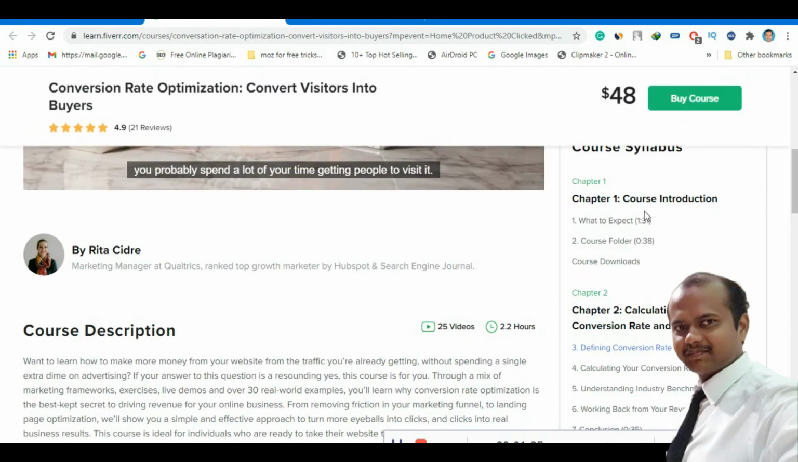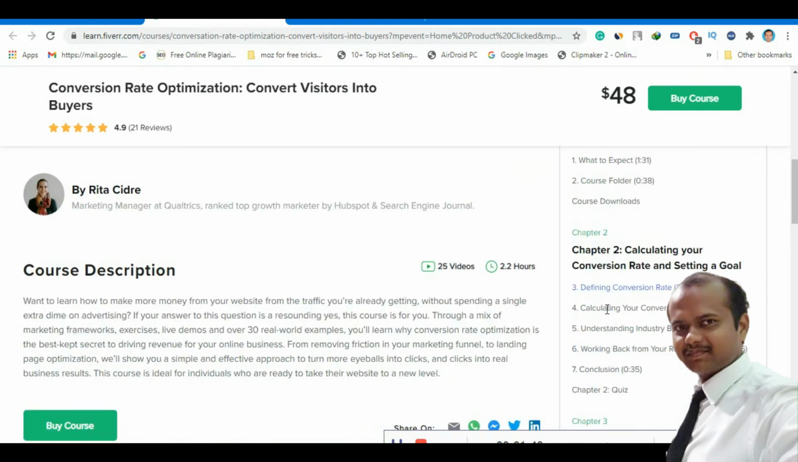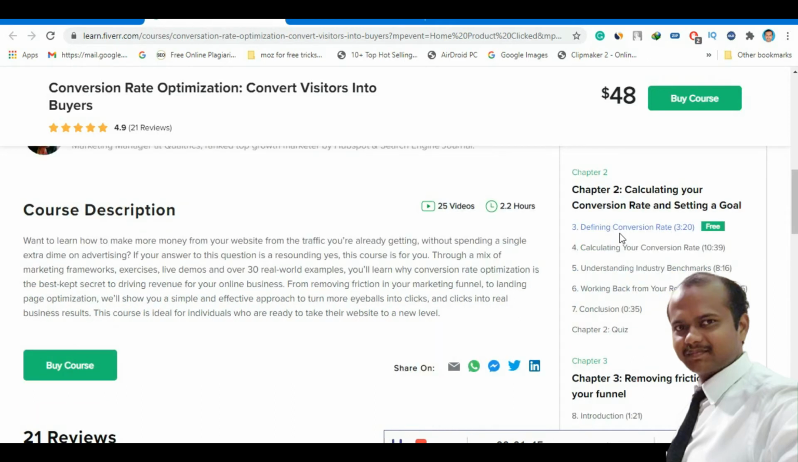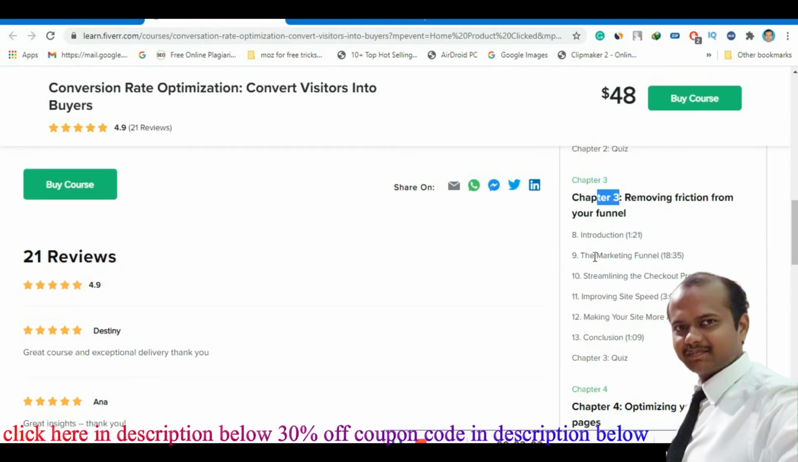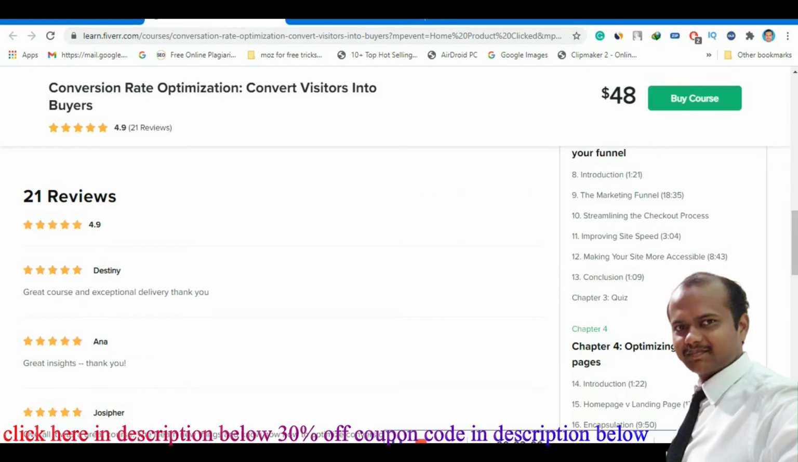Chapter 1 is the course introduction, what to expect, and the course folder. Chapter 2 is calculating your conversion rate: the definition of conversion rate, calculating your conversion rate, understanding industry benchmarks, plus working back from your revenue target and calculation. Chapter 3 is removing friction from your funnel: introduction, the marketing funnel, streamlining the checkout process, improving site speed, making your site more accessible, and conclusion.